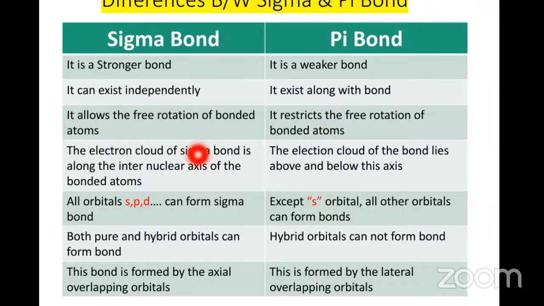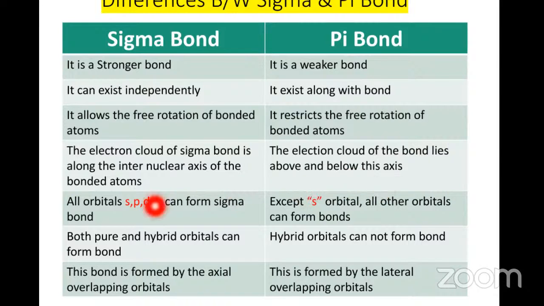The electron cloud of a sigma bond is along the internuclear axis of the bonded atoms. In a pi bond, the electron cloud lies above and below the axis. All orbitals, s and d, can form sigma bonds. Except the s orbital, which does not form pi bonds, all other orbitals can form pi bonds.